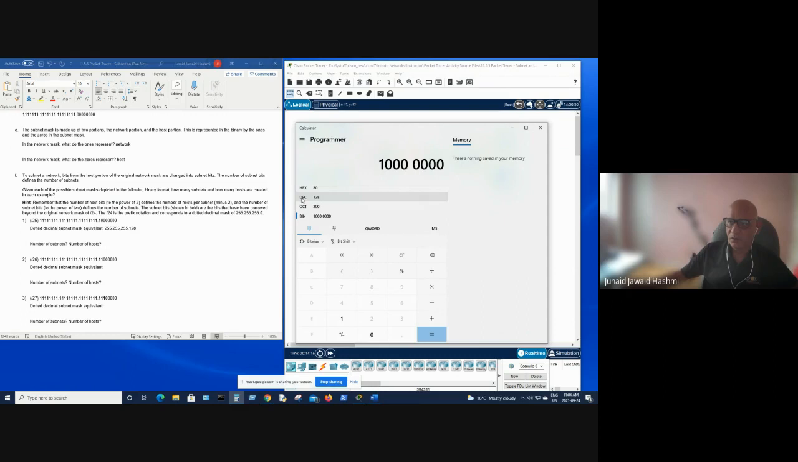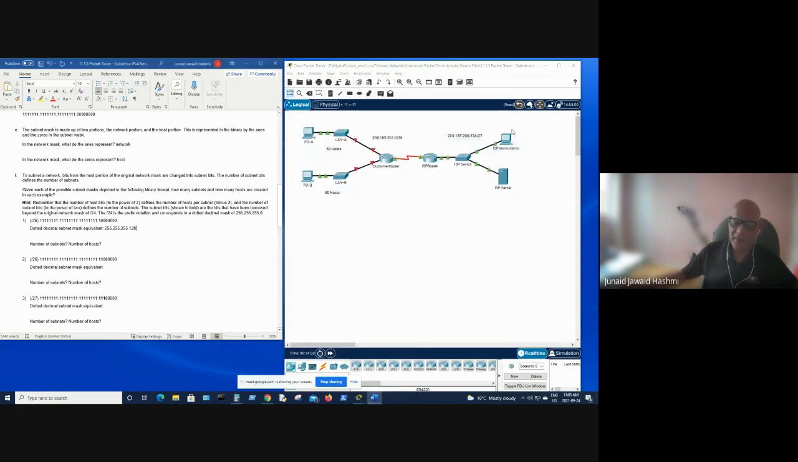Okay, so this is how you come up with 128. Dotted decimal subnet mask equivalent to 255.255.255.128. So only the last octet changes. Now, number of subnets and number of hosts. If you borrow 1 bit, what are the total number of networks you will have, and what are the total number of hosts in each network?